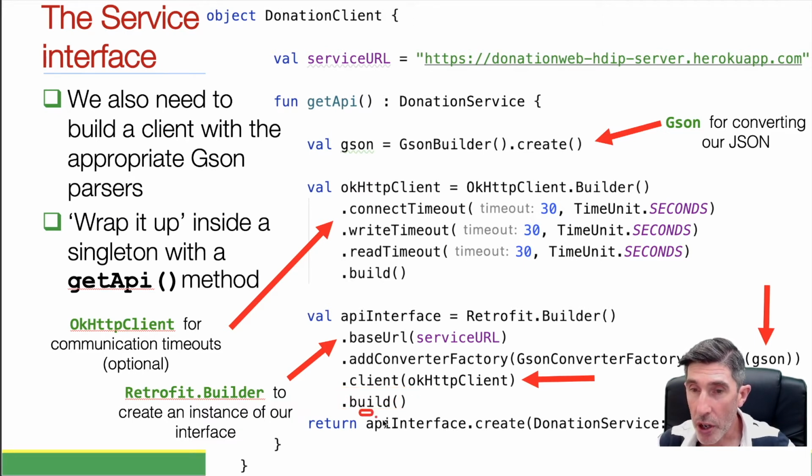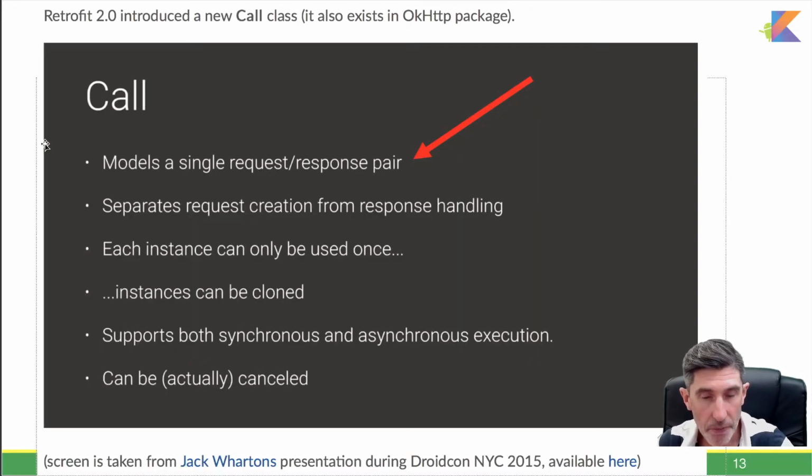So then we can return that API instance, .create, and there's our donation service interface that we would have previously modified. Now, the great thing is when we go back and add some extra functions into the interface, once we build up the project again, that will all be generated for us as well. Okay, so there's not a huge amount of extra changes we need to make as we go back and modify our interface.